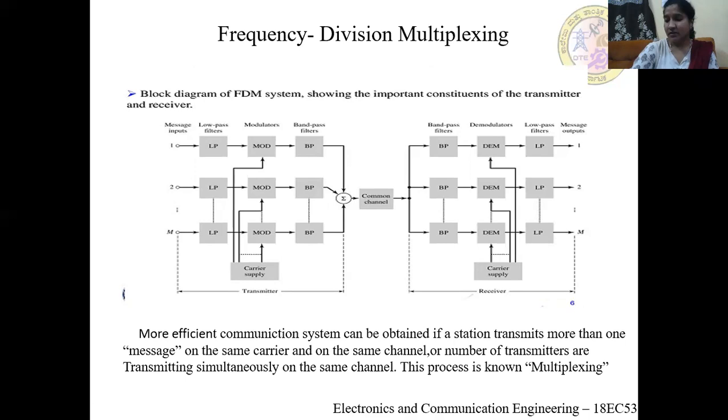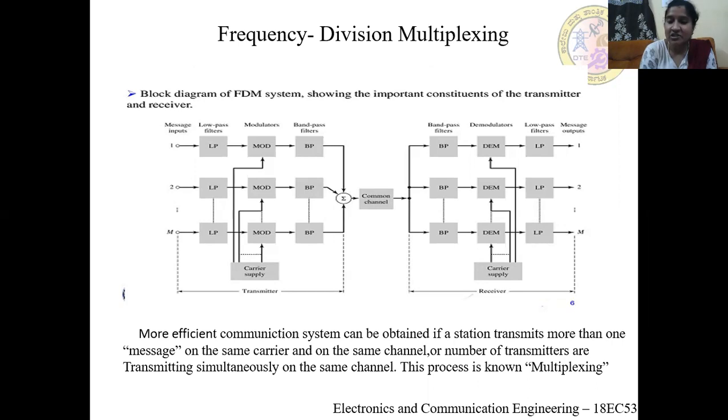And here the input messages, assumed to be low pass type, are passed through the low pass filters. Here we are going to assume the input messages are low pass, low frequencies, and that's why we are going to pass them through the low pass filter so that it only selects the low frequency signals.